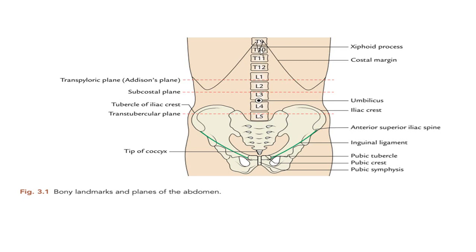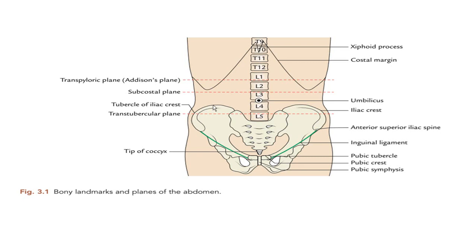We can palpate the xiphoid process. The xiphoid process lies at the level of the ninth thoracic vertebra, as you know, and you can see in this picture.